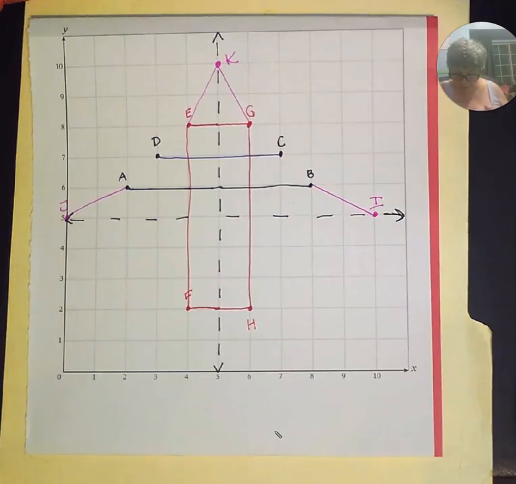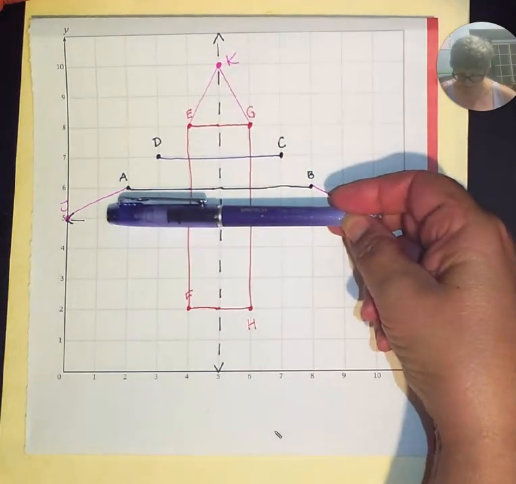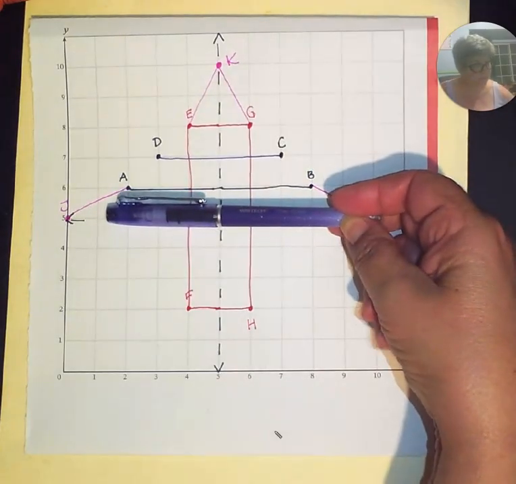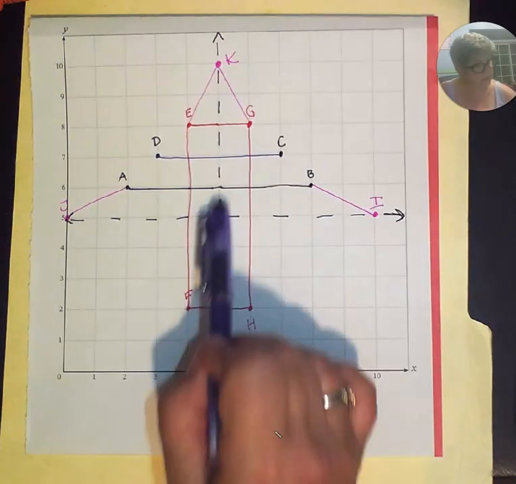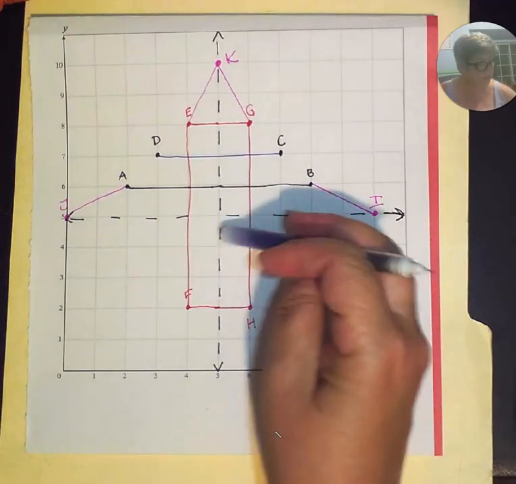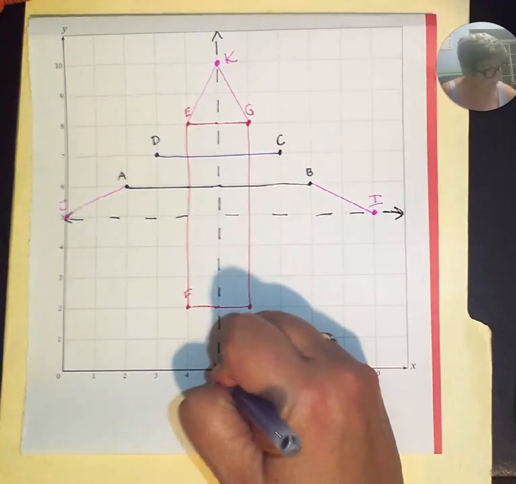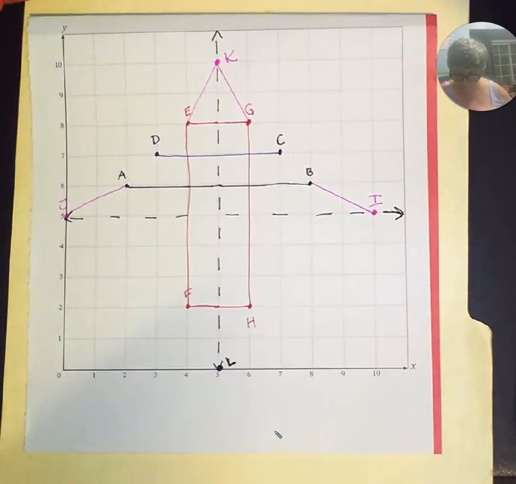Show your partner where we can plot point L so that points K and L are symmetric now with our horizontal line of symmetry. So if that's 5 above, 1, 2, 3, 4, 5, then our L is going to be 5 below. 1, 2, 3, 4, 5. Right down here, L.